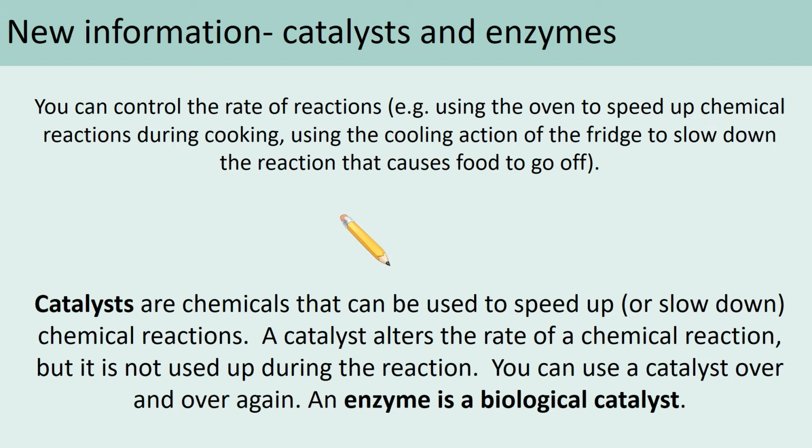A catalyst alters the rate of a chemical reaction, but remember, like in chemistry, it's not used up in the reaction. So that means that you can use it over and over again. And enzymes, we call them biological catalysts. So the way that enzymes work is they speed up the reactions. They're made by living things, so they are biological catalysts.